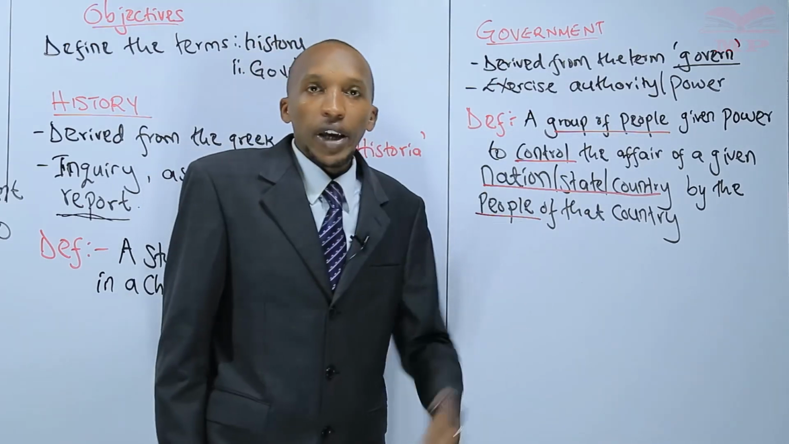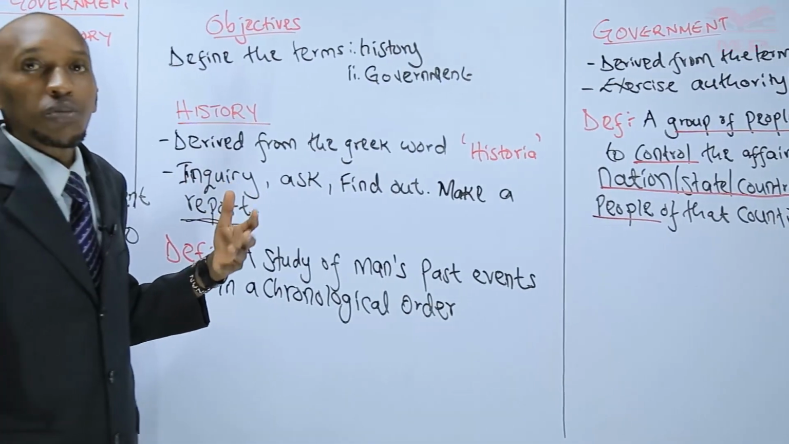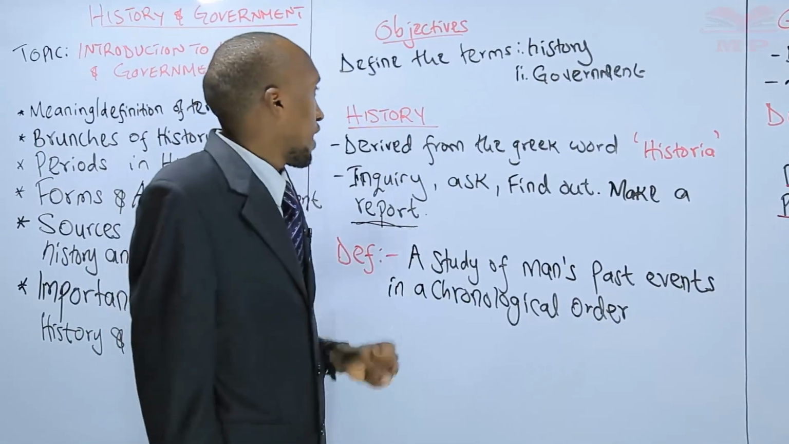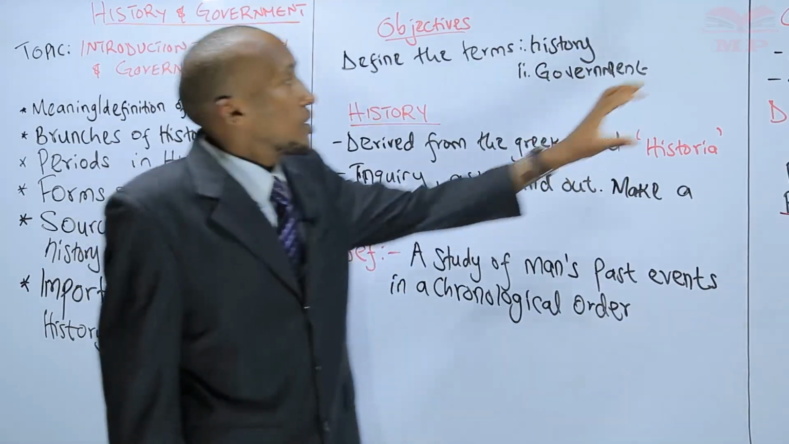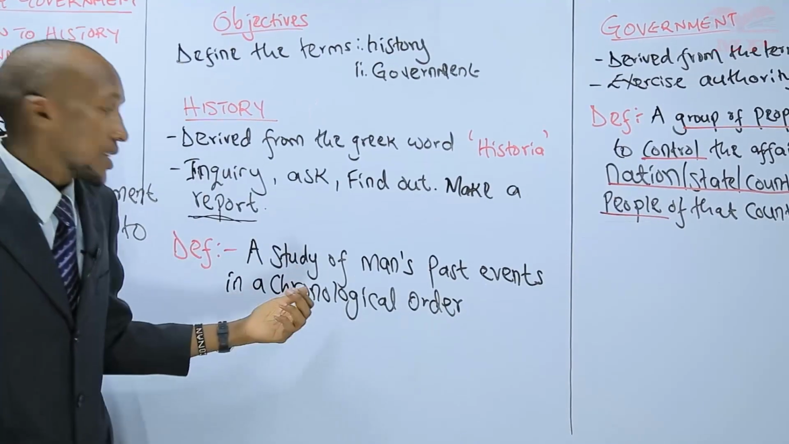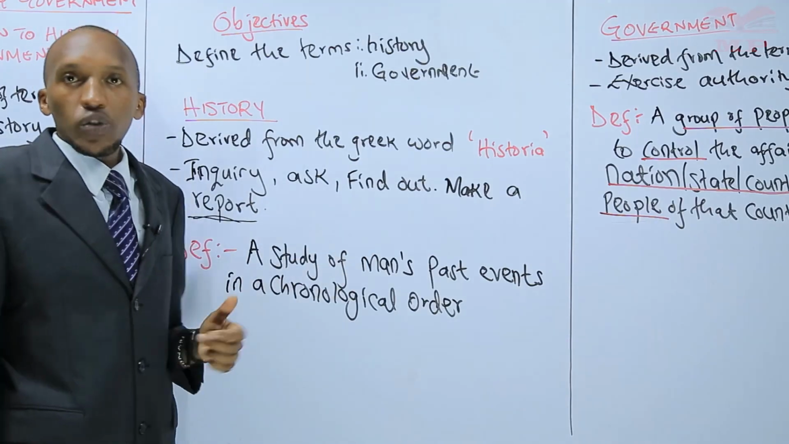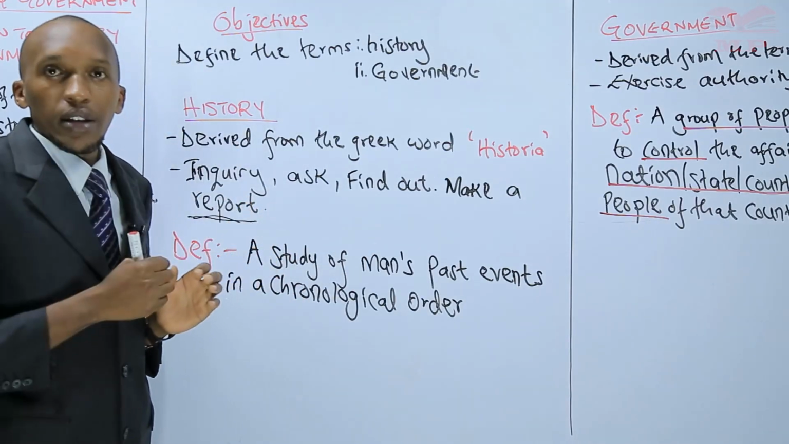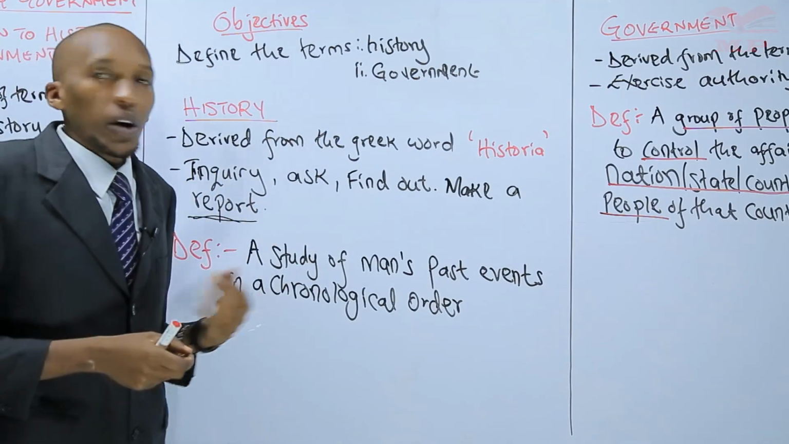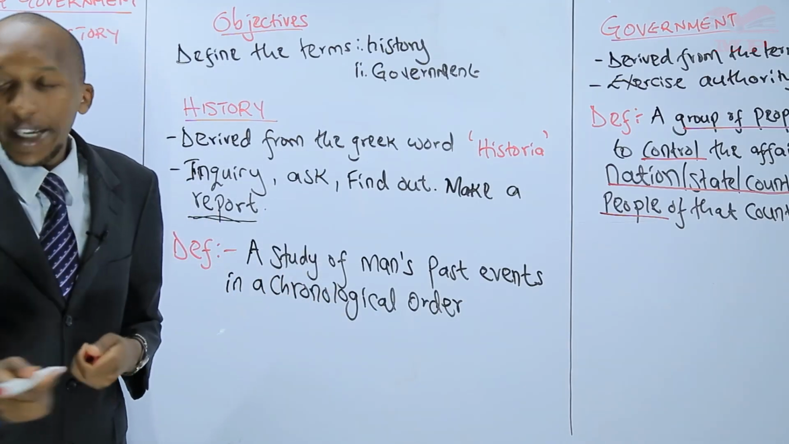So my dear learner, as we come to the end of this lesson, I want you to remember these two definitions that you are really going to be encountering every now and then as you partake this course of history and government. What is history and what is government? When you talk of history, I've told you, it is a study of man's past events in a chronological order. You have to put events one after the other. That becomes history. And then we have talked about government. So my dear learner, I want to give you a very quick question for you to revise as we come to the end of this lesson.